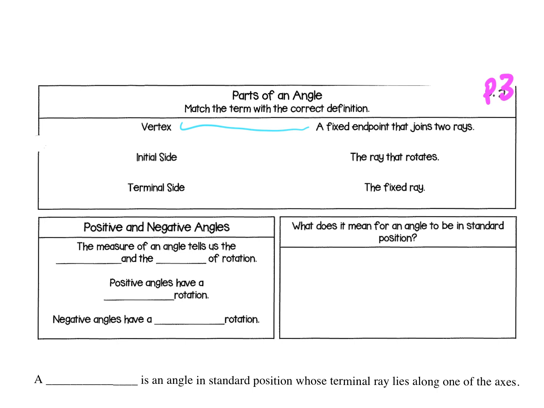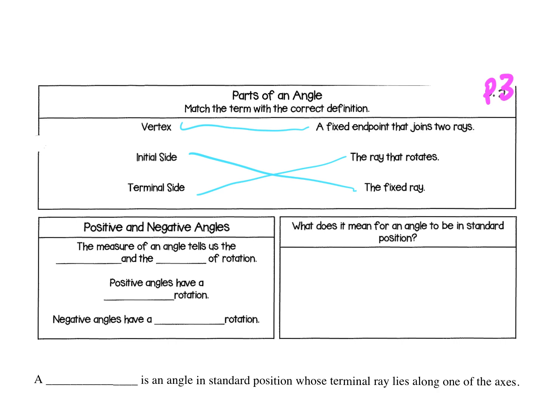Maya, it's the initial side, the ray that rotates. So once it rotates, it stops somewhere. So good, then that's the terminal side. So the fixed ray is, in other words, where it's starting. So that's the initial, right?